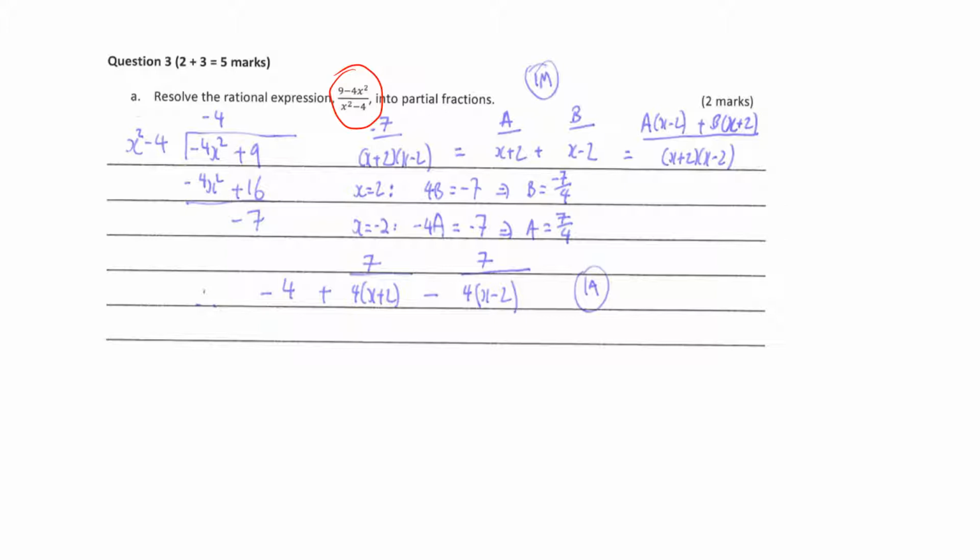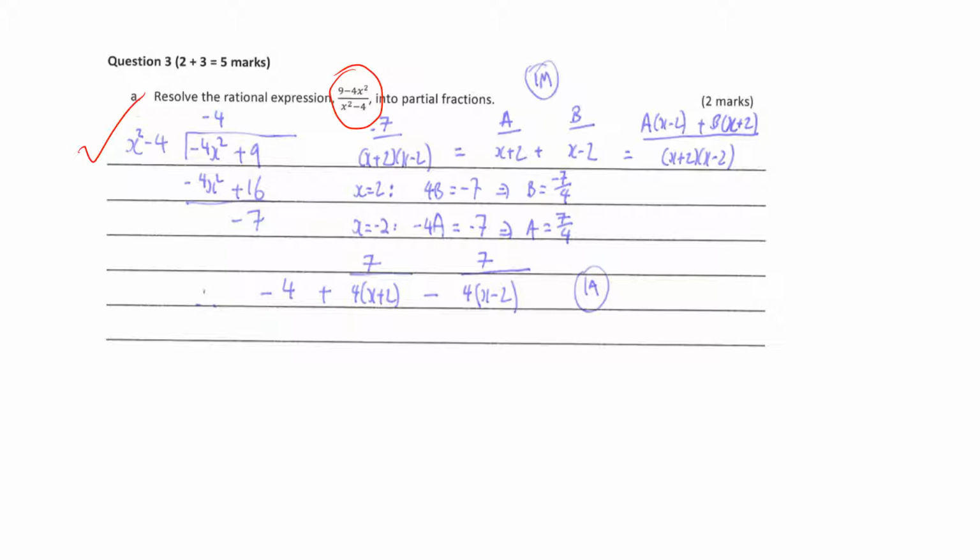polynomial in the numerator, degree 2, is equal to the degree of the polynomial in the denominator. It has to be a proper rational fraction in order to proceed with the partial fractions routine. So because it's degree 2 over degree 2, it means you have to perform some sort of division first. So x squared minus 4 into minus x squared plus 9. So you get a quotient of minus 4, remainder minus 7.